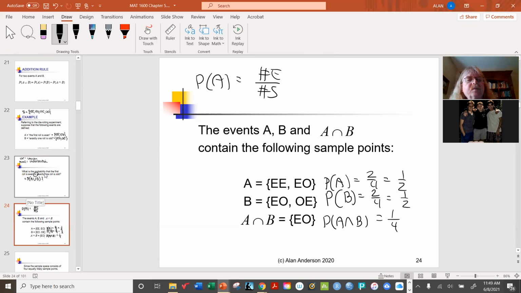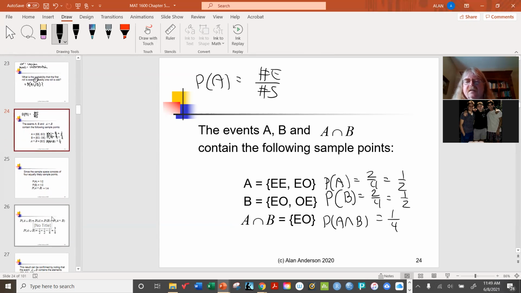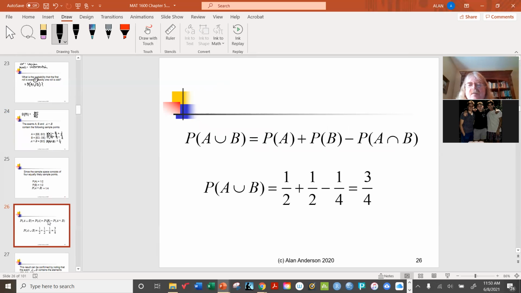So now all we have to do is plug all these numbers into the rule. Okay, let me give you a minute to catch up. All right, here we go. So you plug in the numbers and voila, 3/4, that's our probability. No problem. It was easy.